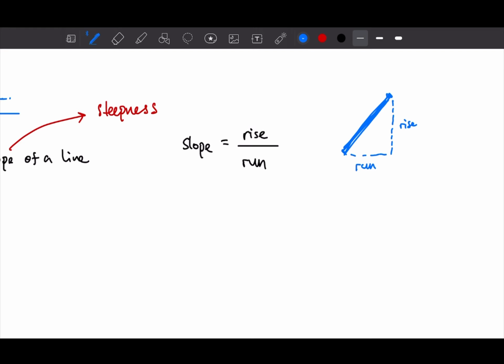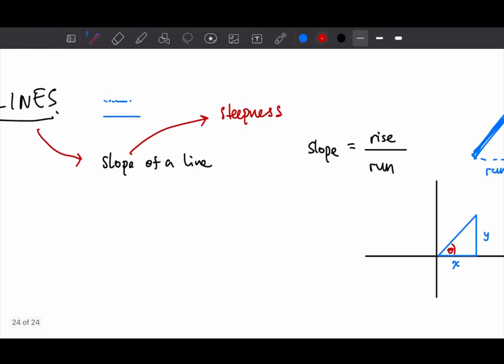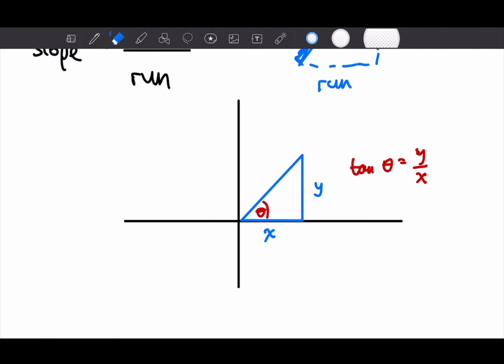Or if we just look at our axes, this is the ratio between some y here divided by x. And we can also remember from our trigonometry lessons that this is actually the tangent of an angle, and this relates to what we have in calculus, the tangent line and so on, but let's just stick with the slope here. So let me define the points.